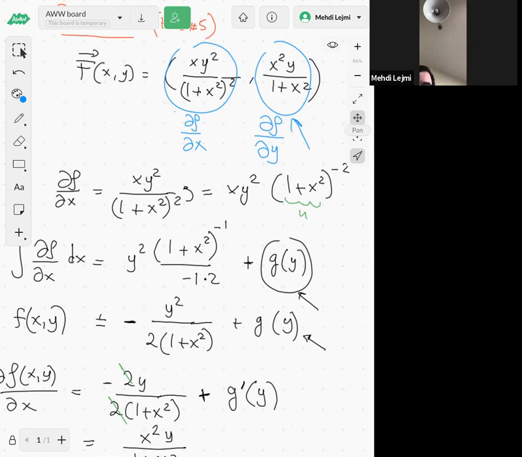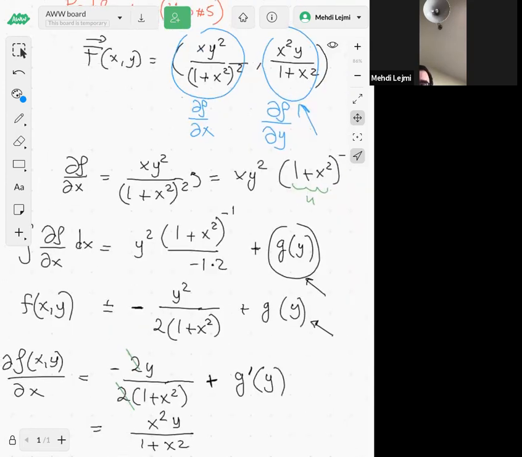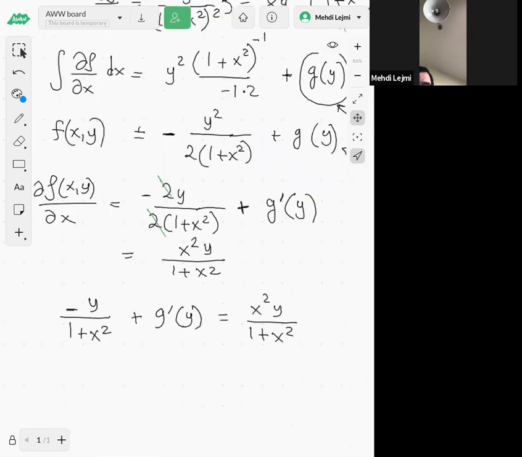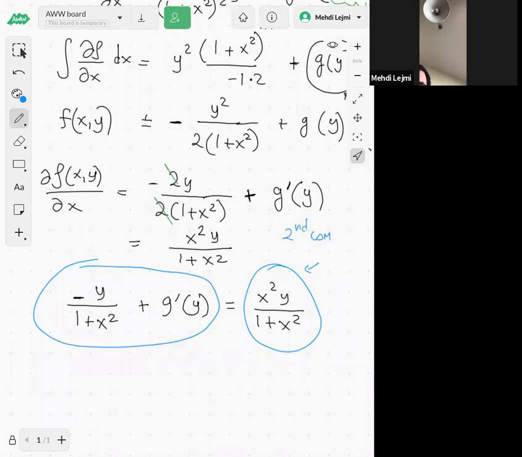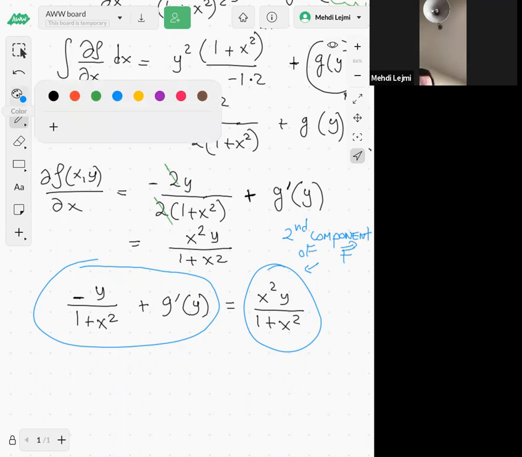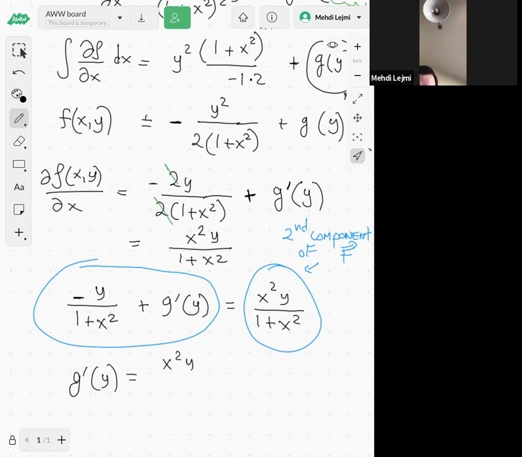Yes, so we have to compare to this one here, the x squared y plus. What we are saying is that the derivative of this function f is supposed to be equal to the second component of the vector field. Okay, actually I see it. There's a simplification here because g prime of y will be equal to x squared y over 1 plus x squared, plus y over 1 plus x squared. That's nice actually.